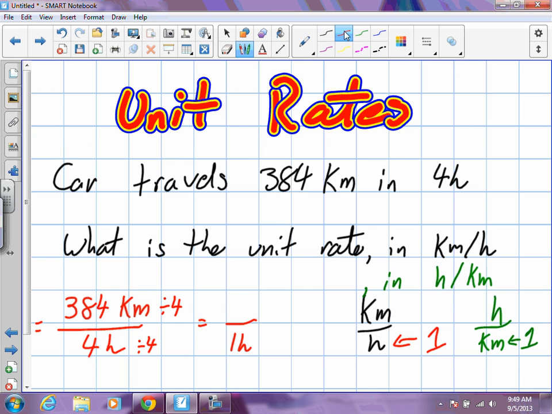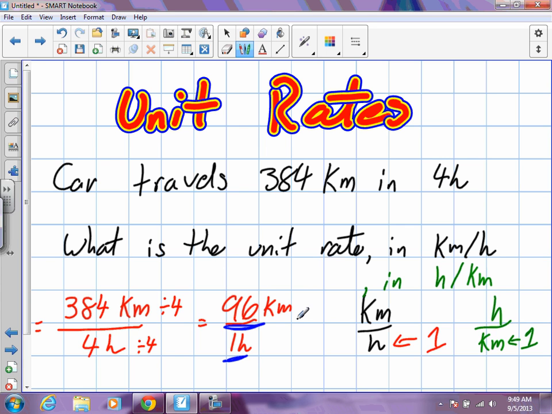4 goes into 38 6 times at 36, which leaves me with a 2. 2 makes us 24. 4 into 24 is 6. That leaves me at 96. Okay. So what this means is this car was traveling at 96 kilometers an hour. That's the unit rate there.